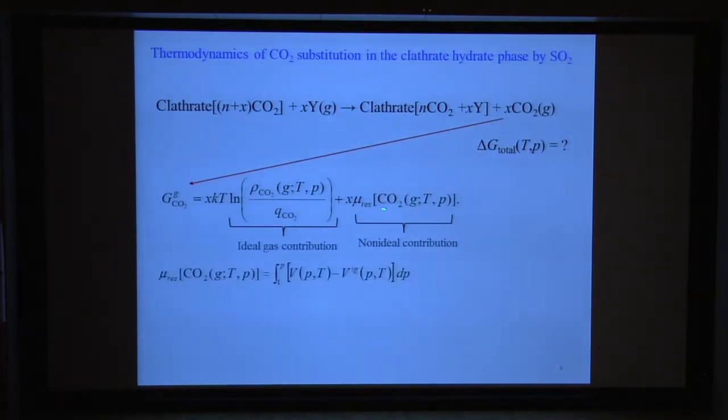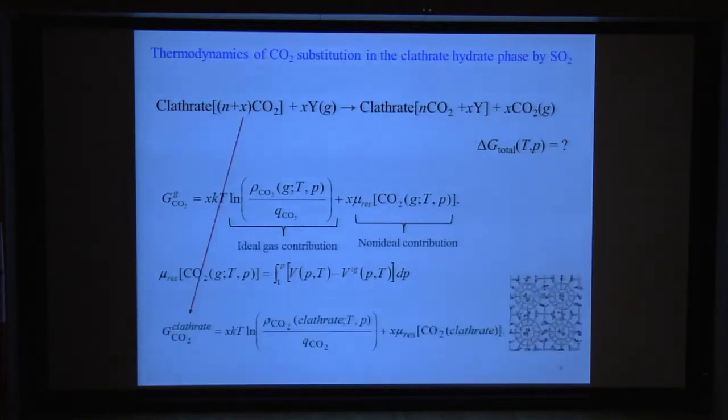And the non-ideal contribution is something that we know how to deal with. There are standard methods. If we know the density or the volume of CO2 under the pressure and temperature, the real gas or real liquid volume, and we know the ideal gas, we can find a residual free energy or chemical potential associated with CO2. So we can determine this particular term completely.